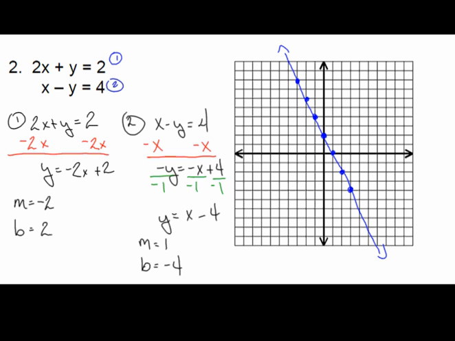I go to negative 4 on my y-axis. 1, 2, 3, 4, and place a point. I rise 1, run 1. Do that several times to make sure you get a nice representation of the line. We connect our points. And now we locate where the two lines intersect each other, which is right there at 2, negative 2. Problem number 3.